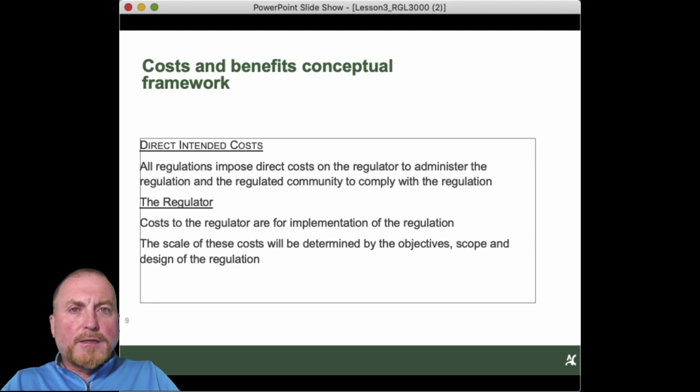So direct intended costs, what are those? All regulations impose direct costs on the regulator to administer the regulation and on the regulated community to comply with the regulation. Costs to the regulator are implementation costs. The scale of these costs will obviously be determined by the objective scope and design of the regulation.